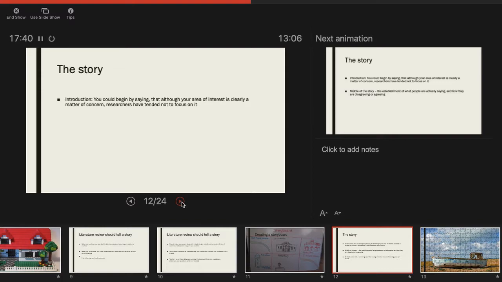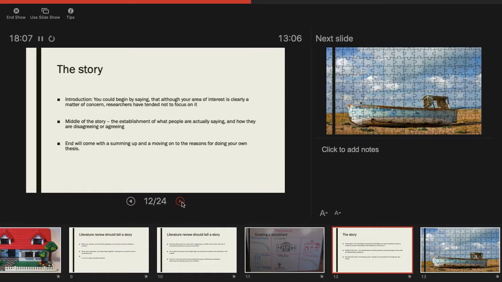Okay, so back to the story. So as I mentioned earlier, you start off with the introduction. For instance, you can begin by saying that although your area of interest is clearly a matter of concern, researchers have tended not to focus on it. So there's a gap in the available literature. The middle of the story is the establishment of what people are actually saying and how they are disagreeing or agreeing. And then the end will come with a summing up and moving on to the reasons for doing your own thesis.